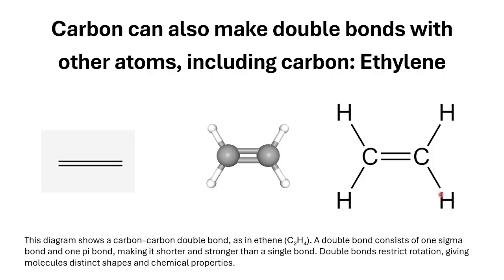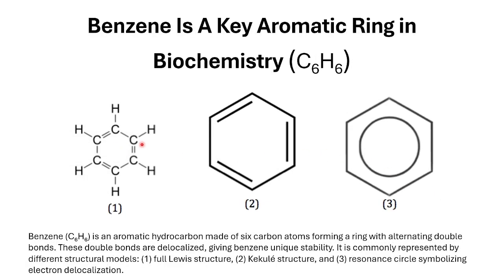Now, the way to make a ring so that it's flat is actually going to be dependent upon these double bonds. So let's take a look at what that looks like here. Benzene is a key aromatic ring in biochemistry. Aromatic hydrocarbons are those which form rings. And so cyclohexane is C6H12, but benzene is C6H6. There's only 6 hydrogens attached.